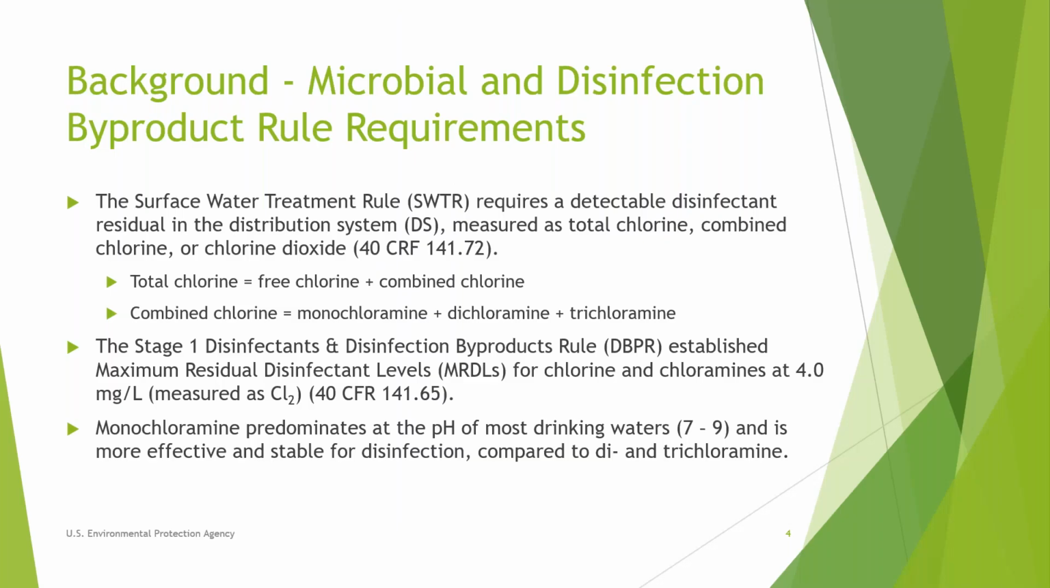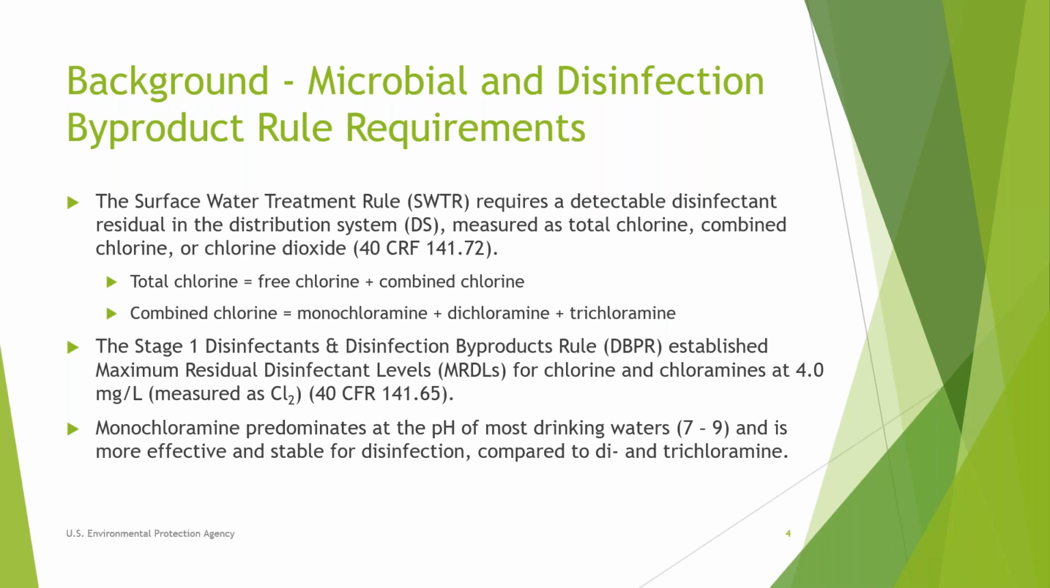So just for some background information, from a regulatory perspective, the surface water treatment rule requires a detectable disinfectant residual in the distribution system. This can be measured as total chlorine, combined chlorine, or chlorine dioxide, as defined in 40 CFR 141.72. So just some definitions here. Total chlorine refers to the sum of free chlorine and combined chlorine. So it measures a variety of different types of disinfectant species. And then combined chlorine more specifically refers to monochloramine, dichloramine, and trichloramine.